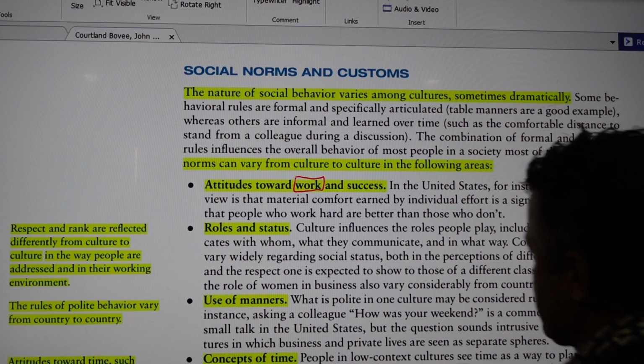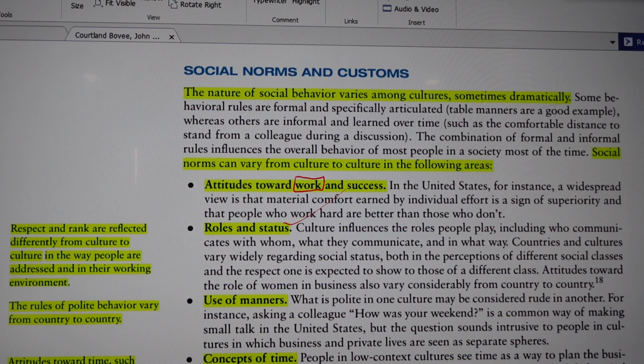Role and status in Nepali culture: you are 60 years old, she is 40, you become automatically senior because you are aged. Seniority comes by age, right?